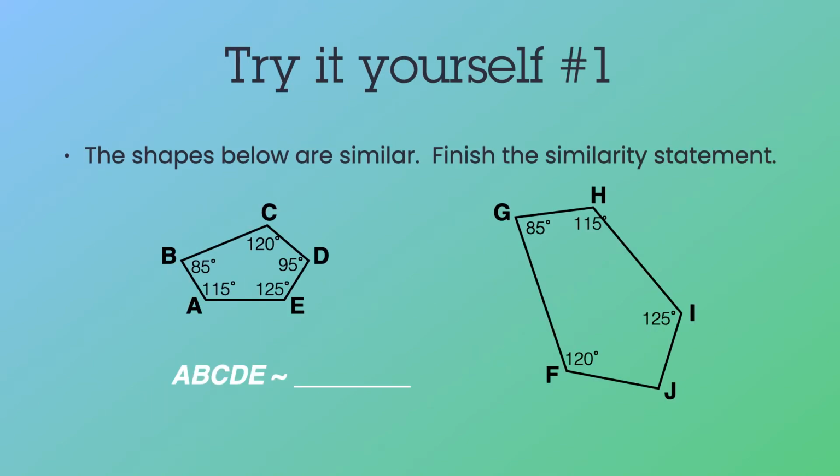Now I want you to try this one yourself. We have irregular pentagons here, but I'd like you to try and finish out the similarity statement. Pause the video. The first one is A, B, C, D, E. Remember to look for the matching angle measures and go in that same order.